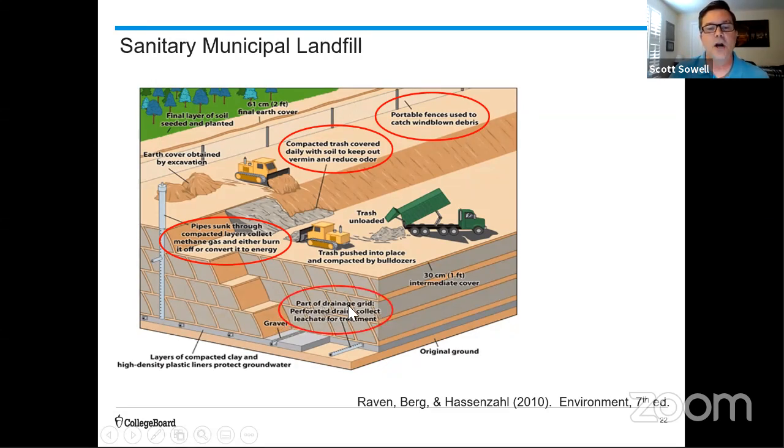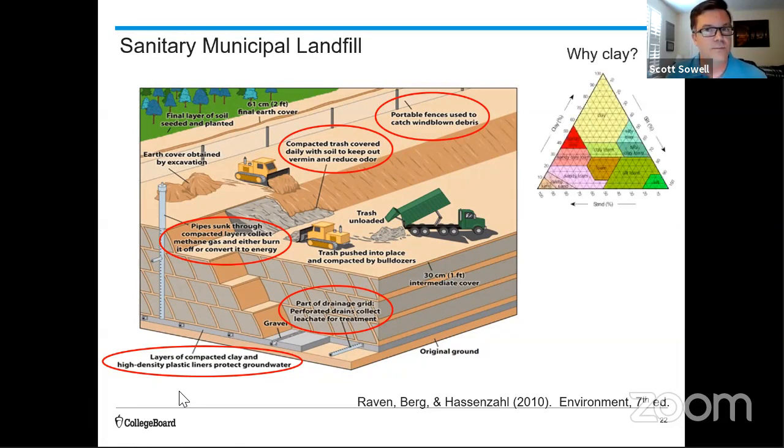And down here it says part of the drain grid, perforated drains collect leachate for treatment. So at the very bottom of the landfill, we're going to have these perforated pipes in which that leachate that has infiltrated and percolated all the way down into these pipes can be collected. Finally, at the bottom, it says layers of compacted clay and high density plastic liners protect the groundwater.